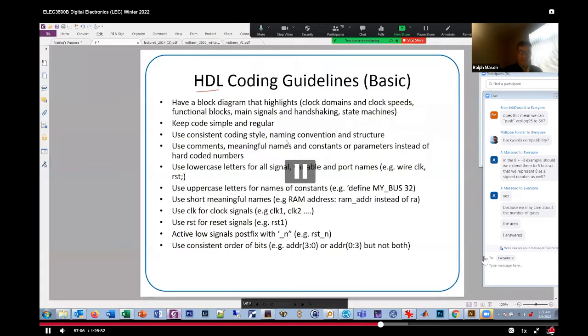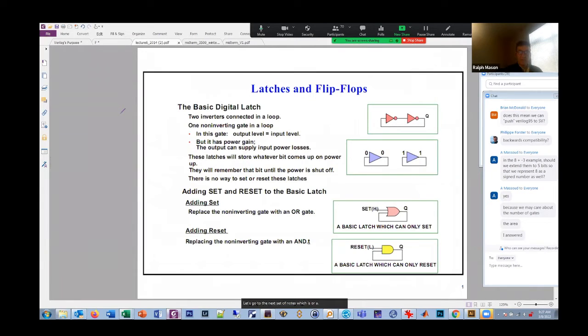Let's go to the next set of notes, which is right here. Any questions before we move on? No? Good. We got a half hour. Get through some of this.